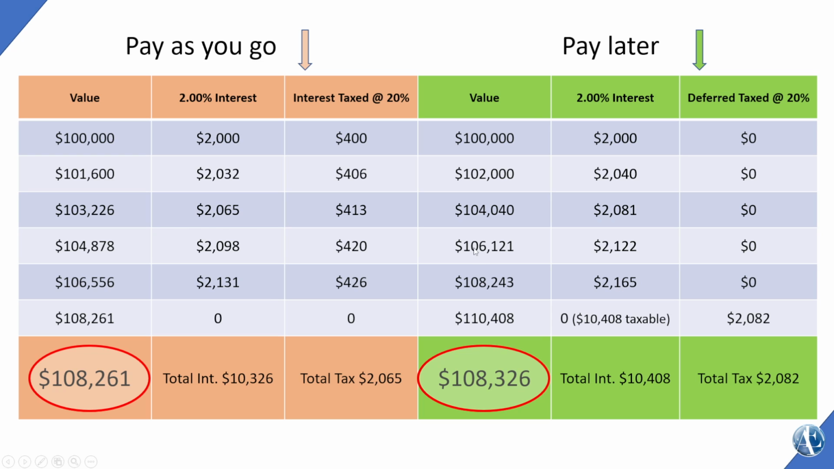It's that simple. So as you see, you actually paid more taxes, $2,082 on the deferred annuity, and you paid $2,065 on the pay as you go. However, you earned less on the pay as you go, $10,326 compared to $10,408. So that's the basic idea. Interest earns interest, and this is at a 2% rate.